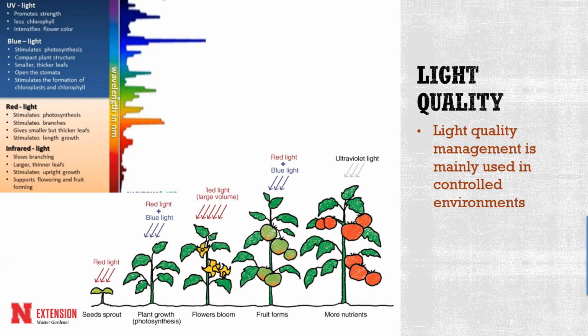So red light stimulates photosynthesis. Blue light helps with compact plant structures, smaller leaves, and thicker leaves. It helps open the stomata. So you can see, as this tomato plant is growing in this bottom picture, what parts of that light spectrum are being used to create whatever is needed on that plant at that time as it's growing.